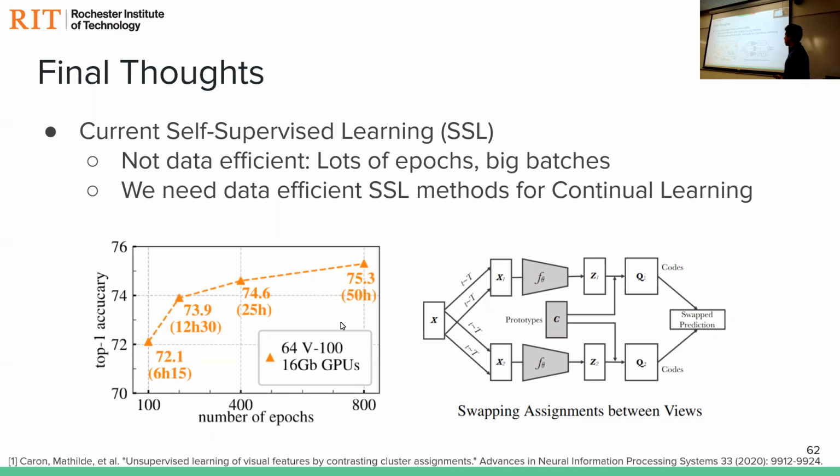So if you train for 100, you're far away still. But then you need to train at least 800 epochs, which is a lot because they're saying that takes 50 hours of training, and you're using 64 GPUs, that's a lot, to reach a performance that is not even there with the supervised learning. And the supervised learning only needs 100 or maybe less than 100. So they are not data efficient. They need lots of epochs, also big batches, because they need to have a big batch of data to pass through the network. So we need data efficient SSL methods if we want to combine this with continual learning in a better way than the ones that I showed.